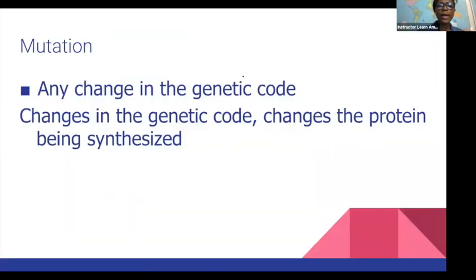So now we want to discuss what happens if there's a change, or if something changes the code to something else. How does that affect the type of proteins that will be made? We refer to any kind of change in the genetic code as a mutation. Mutations tend to have a negative connotation, but a mutation can also have a positive effect. So there are negative and positive effects of mutations.